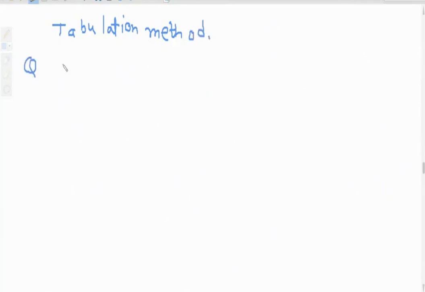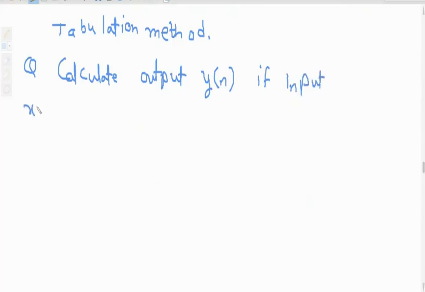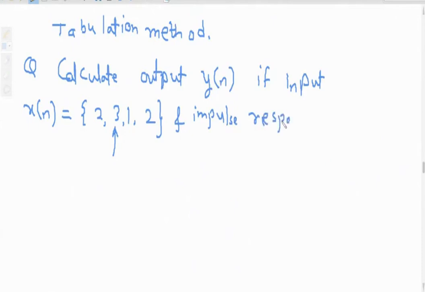Question: calculate the output y of n if the input x of n equal to 2, 3, 1, 2, let us say the arrow is over here, and the impulse response h of n equal to 3, minus 1, 2, 2, 1. For example, the arrow is over here.